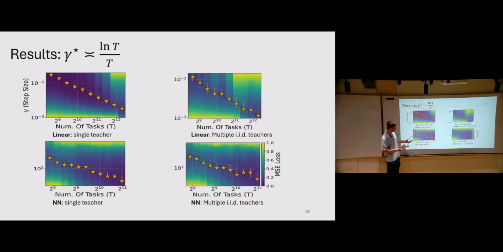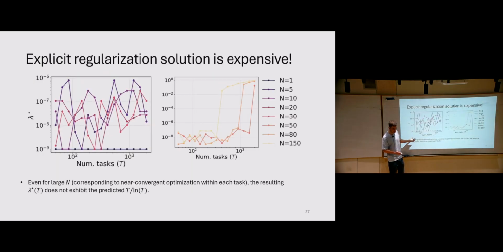While in this case, we see that the scaling of the lambda T over T holds from 2 to the power of 8 or even earlier, 2 to the power of 7, which is around 128, right? And here we use the number of gradient steps to be only 10. And actually, we could choose the number of gradient descent steps to be even 1, and we would get the same result.